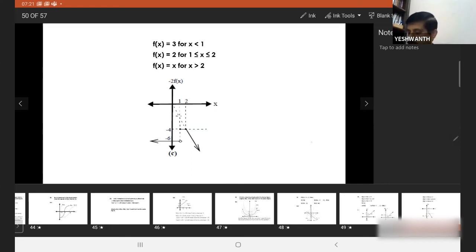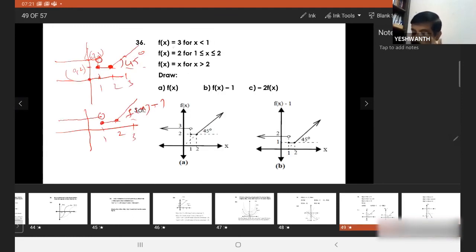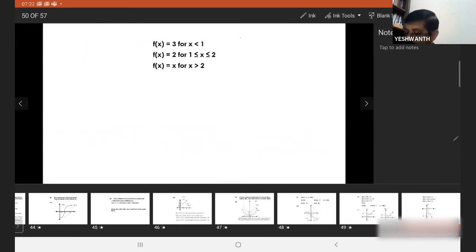He asked for minus 2 times f of x. So f of x equal to 3, look at this. Here he gave f of x equal to 3. Minus 2 f of x means what? So minus 2 times f of x equal to minus 6 when x is less than 1. And this is equal to minus 4 when x is lying between 1 and 2. Like that. That is equal to minus 2x when x is greater than 2.